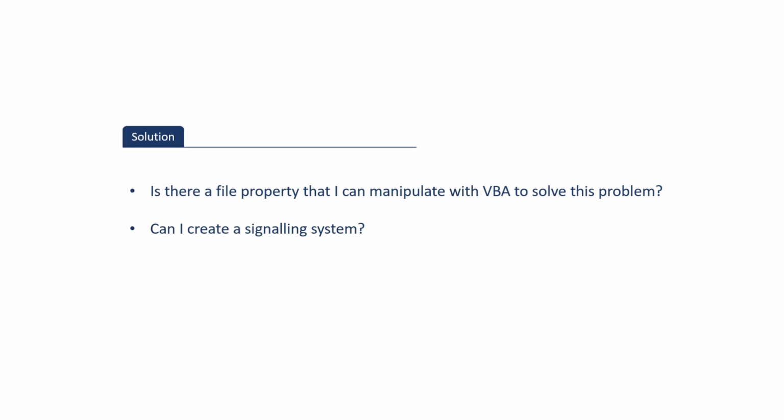So then I thought, okay, maybe I could just create my own signaling system. So I will find a way to let the file inform the user that another person is already using it. And I also thought that this system would have to be somehow external to the file. And the solution that I'm going to present was inspired by a blog post by John Peltier, and also another blog post with some VBA coding by Chris Newman. So thank you to both of them for contributing to this solution.